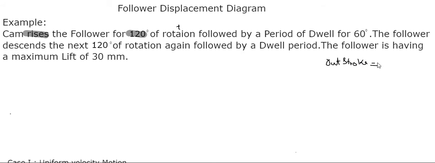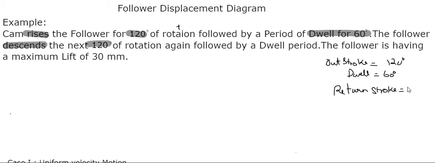So I'm just writing outstroke is equal to 120 degree, and then we need this data that is followed by a period of dwell 60 degree. So first dwell is 60 degrees, then descends next 120 degree. So return stroke is next 120 degree and again followed by a dwell period, and the follower is having a maximum lift of 30 mm. So maximum lift is equal to 30 mm.